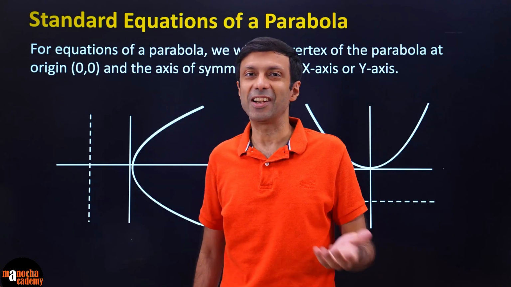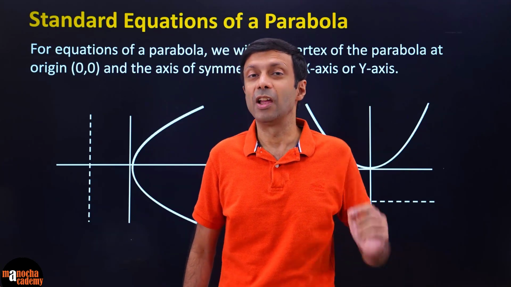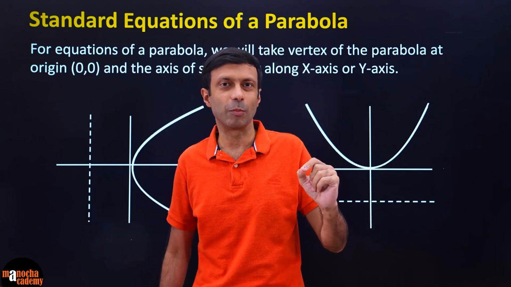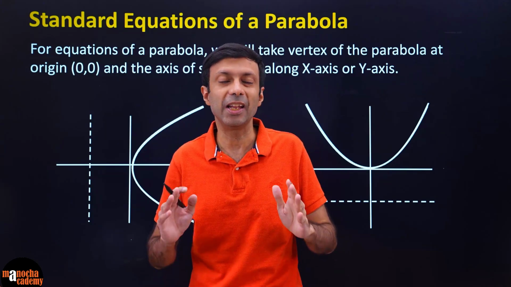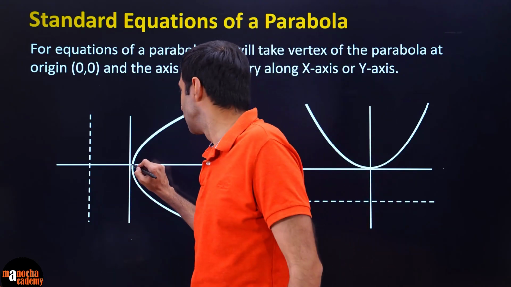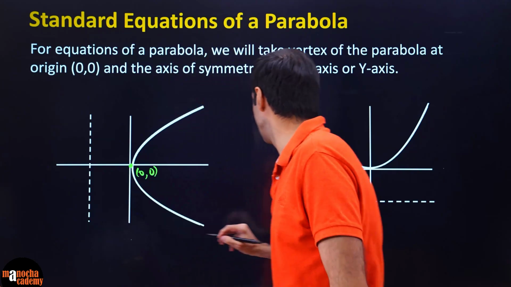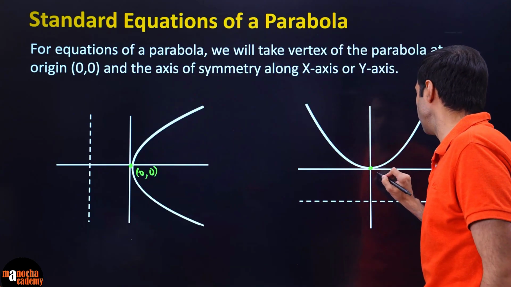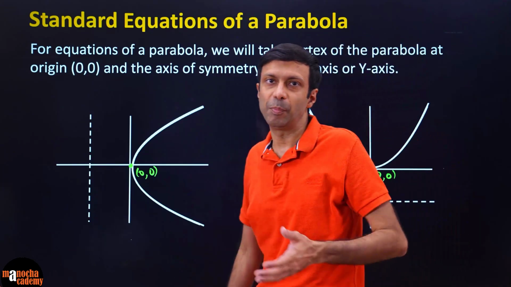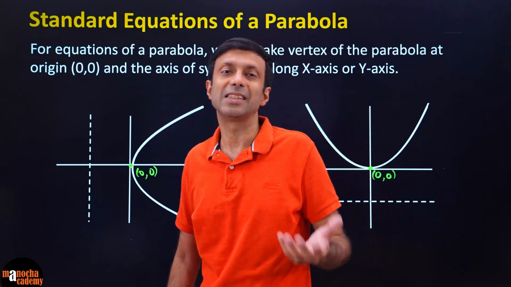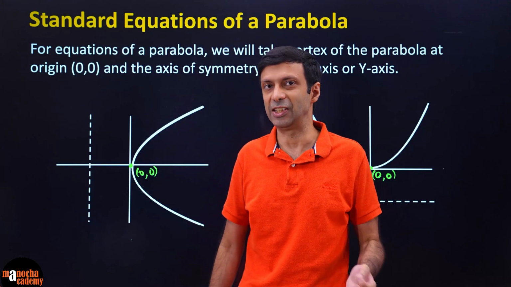Now let's look at the standard equations for parabolas. Remember, we said that the vertex of the parabola we'll take to be the origin, 0, 0. So here you can see the vertex of the parabola is at 0, 0, and in this as well. This is a nice simplification we make so that our standard equations of parabolas are easier.